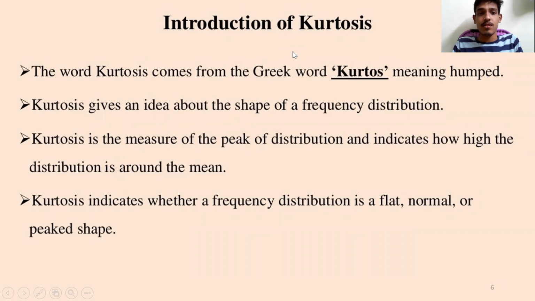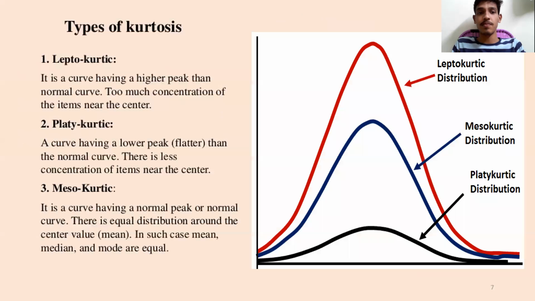Introduction of kurtosis. The word kurtosis comes from the Greek word kurtos, meaning humped. Kurtosis gives an idea about the shape of frequency distribution. Kurtosis is the measure of peak of distribution and indicates how high the distribution is around the mean. Kurtosis indicates whether a frequency distribution is flat, normal, or peaked in shape.